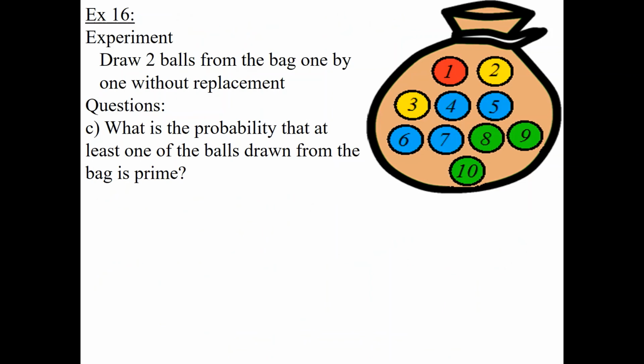So again, another at least one question. What is the probability that at least one of the balls drawn from the bag is prime? Okay, we're going to need a symbol for prime. I don't want to use P though, because we use P for probability. So I guess we'll just call it E. E is going to be the event that the ball is prime.